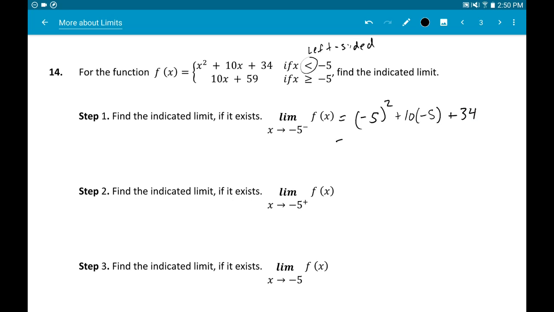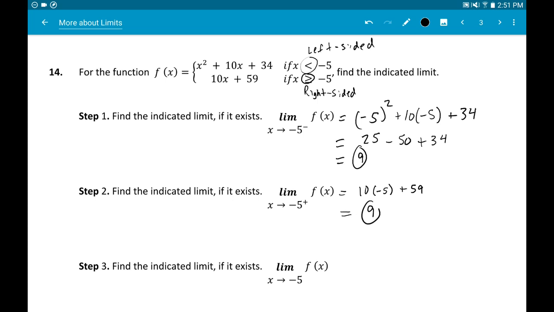Okay, calculate that. That's going to be what? 25 minus 50 plus 34. That's going to be what, 9? Okay, so there's our left-sided limit. Step 2 is the right-sided limit. So remember, the greater than sign is right-sided. Okay, so we should be plugging into the bottom piece here. This will be 10x, x is -5, plus 59. So that's -50 plus 59, which is also 9.